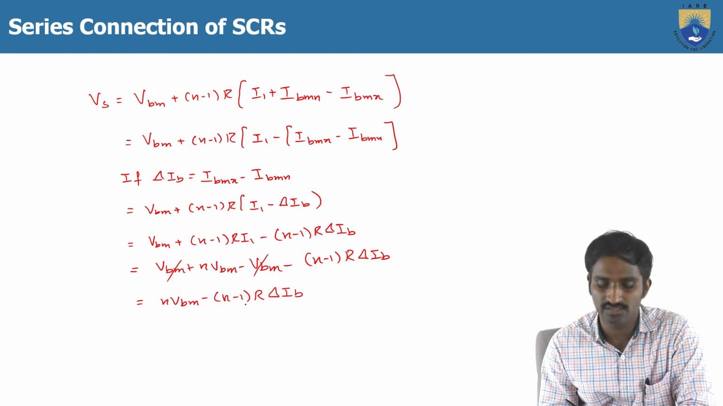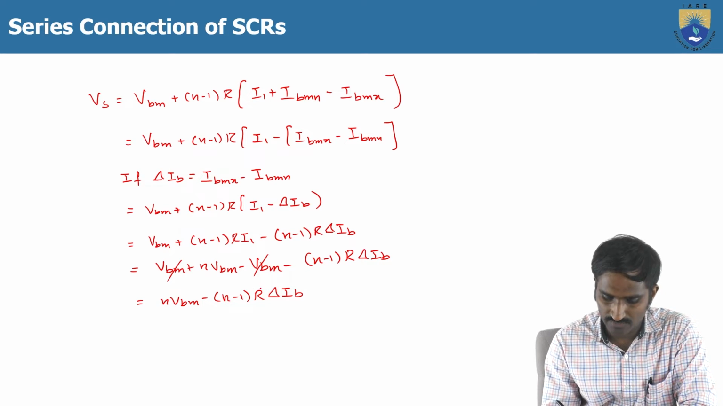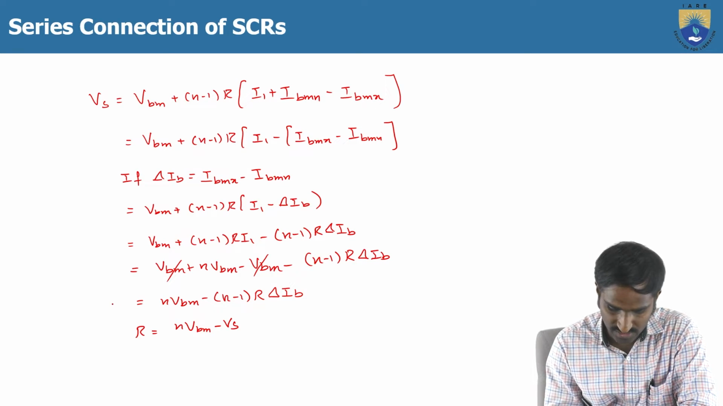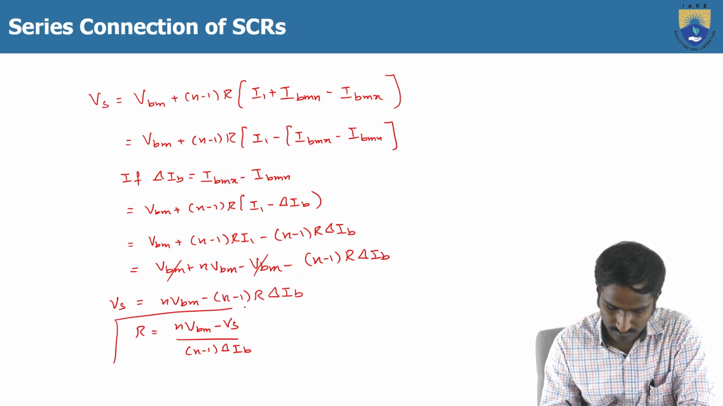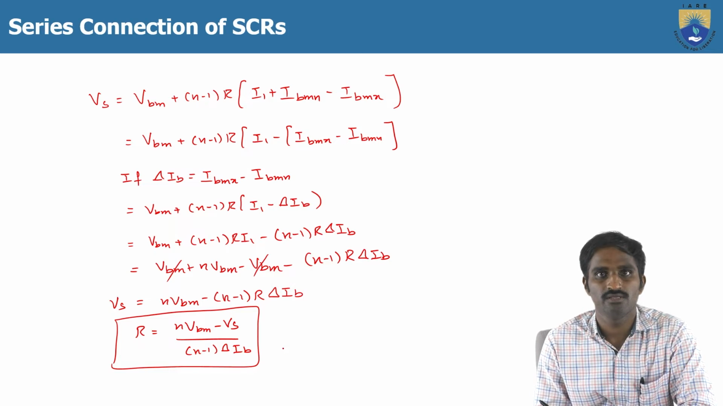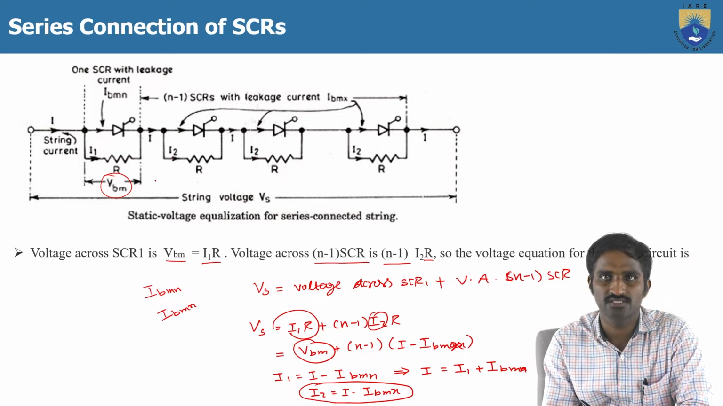So if you further simplify this, because why we are going to derive this equation is that we are going to find the R value. Then R is equal to N into VBM minus Vs by N minus 1 into delta IB. So this is how we can find the value of the resistance, because as we discussed, connecting different resistors across each thyristor is very difficult.